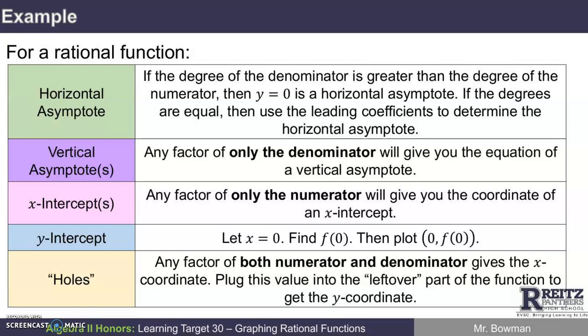And the holes, these are what we call point discontinuities in the target, but very informally, mathematically, we call them holes in the graph. If any factor is a factor of both the numerator and the denominator, the x value associated with that will tell you where there would be a hole in the graph. And to figure out exactly where that point is, you'd want to plug that value into the leftover part of the function to get the y-coordinate. There's a lot of information here, and we should just get to work practicing finding this information.